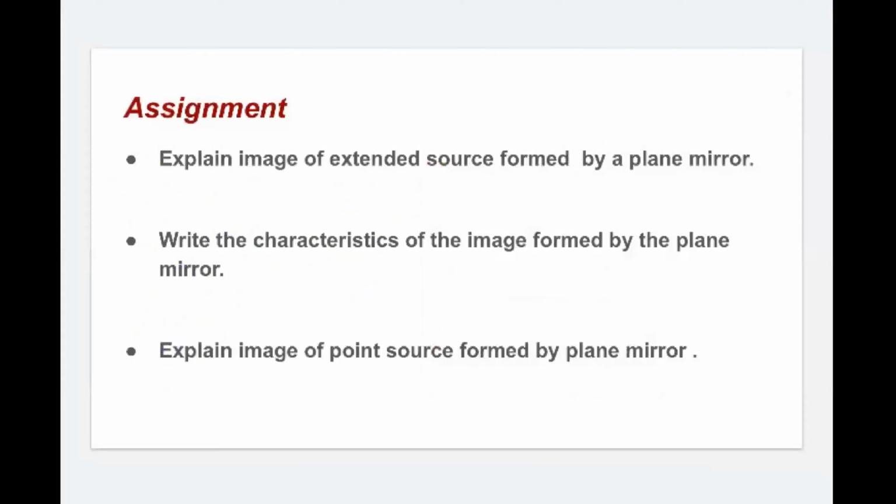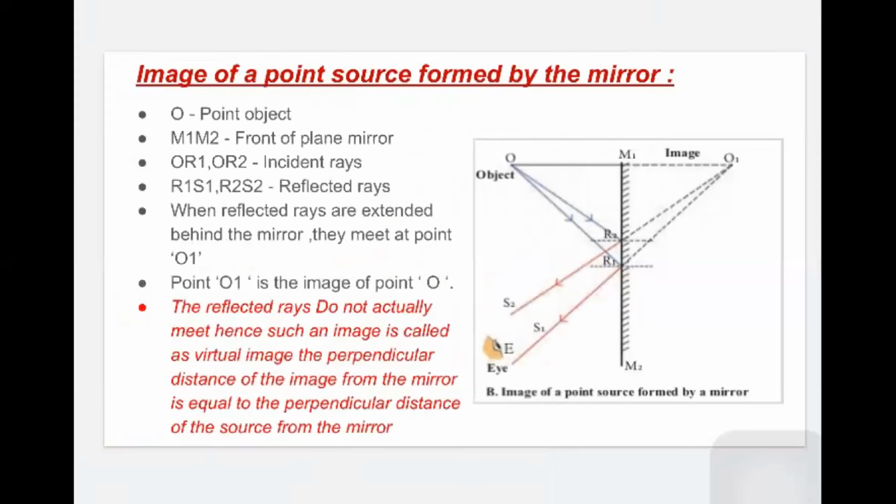The next question is, explain the image of a point source formed by a plane mirror. The answer lies over here. This was basically the explanation given, the nature of the image formed by a point source. So all these things you have to write, and you have to explain it in a short and sweet way.